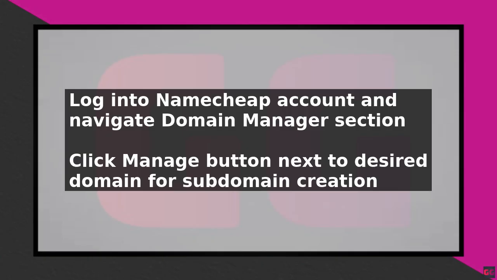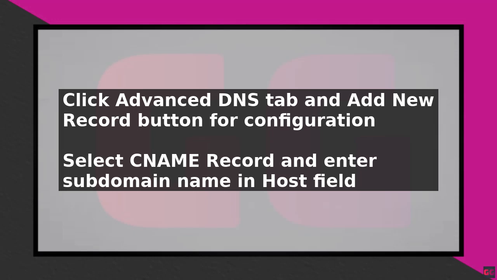This is where you will configure your subdomain. Click on the Add New Record button. Select CNAME record from the drop-down menu, and enter your subdomain name in the host field. For the value field, enter the domain or host name you want your subdomain to point to. This can be another domain or a hosting service.